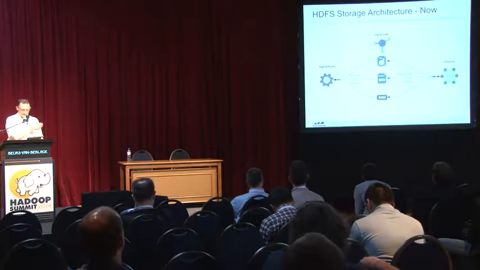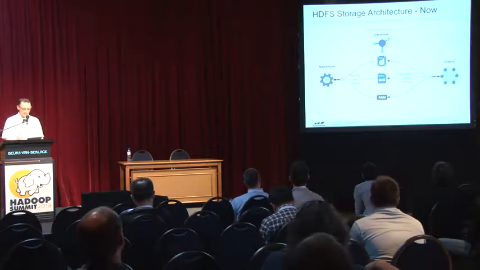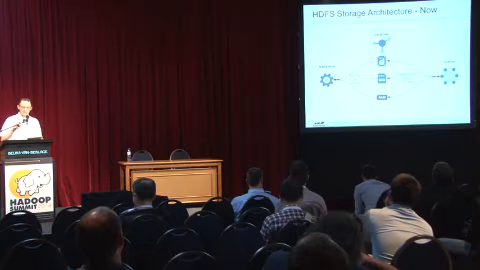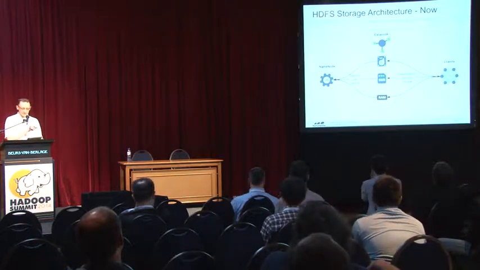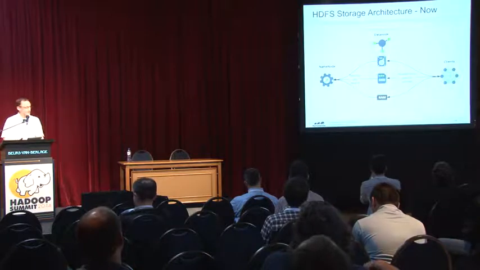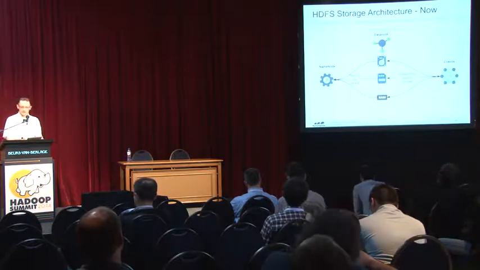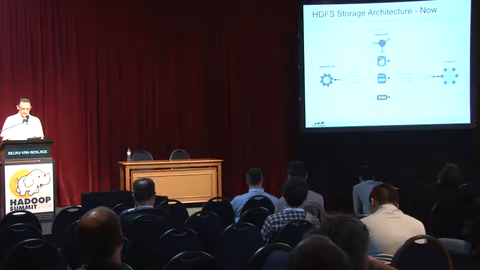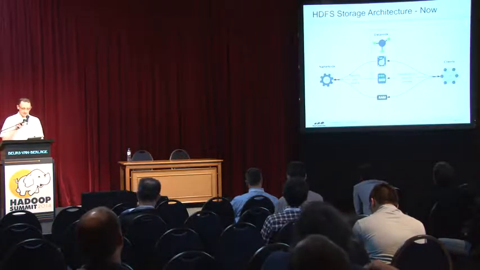This slide shows how the storage architecture has changed with heterogeneous storage. Now we see that the data node is capable of maintaining a distinction between the different storage types that could be attached to it, whether that means spinning disks, SSD, or RAM. The storage reports and block reports sent to the name node are now grouped by storage type or storage device.